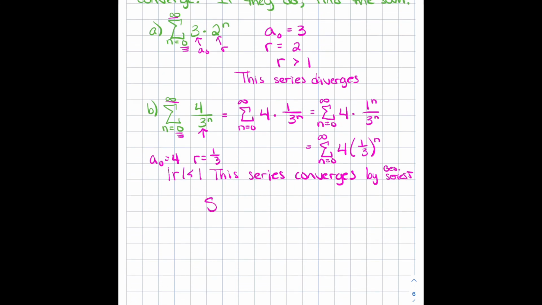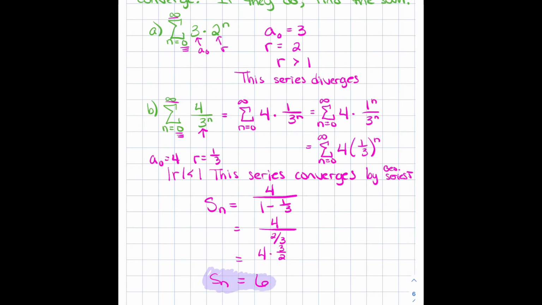All right, so finding the sum then is the first term, which is 4, over 1 minus r. Okay, let's simplify this because you will see this on a multiple choice test, so we're going to practice simplifying. 1 minus 1/3 is 2/3. 4 divided by 2/3 is 4 times 3/2. So the sum of all of these is 6. If we added all of these terms, the sum approaches 6.